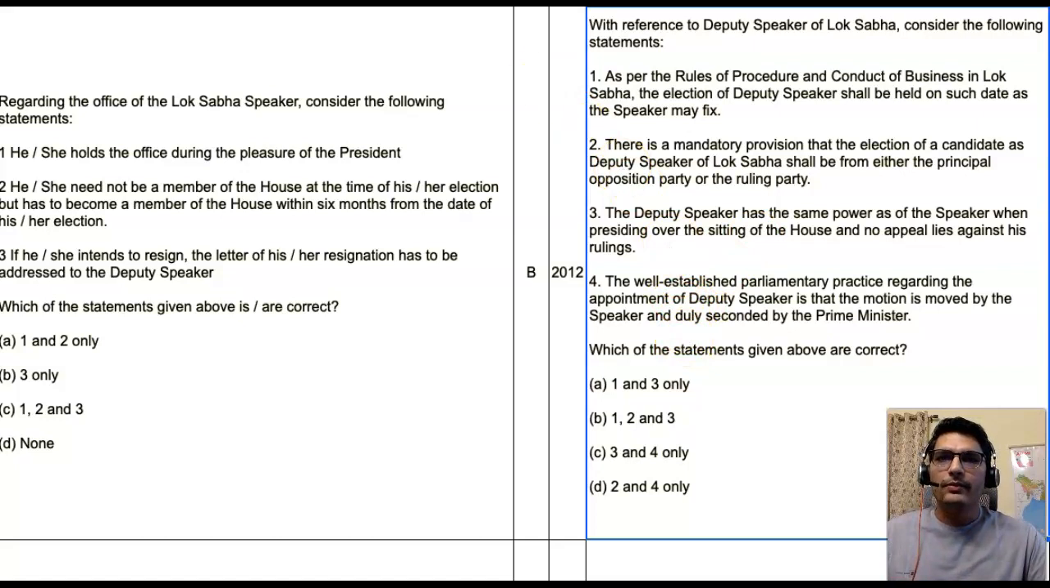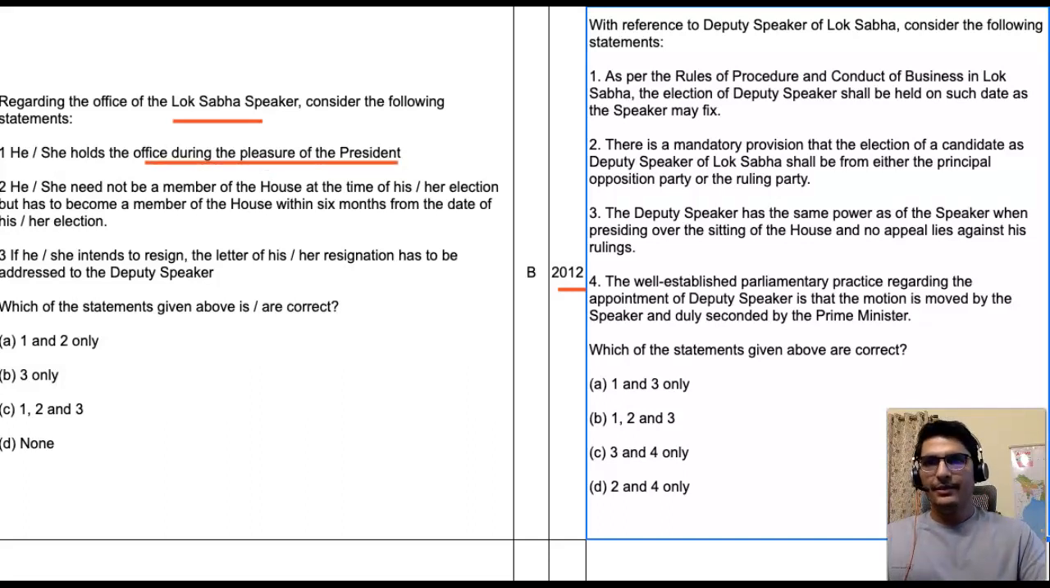So this question came in the year 2012. In this, we had three statements about the office of Lok Sabha Speaker, and three points were given. The first one is talking about the fact that he or she will hold office during the pleasure of the president. The second one is talking about if the speaker is not a member of the house at the time of his election, then she has to become a member within 6 months, right? And the last statement is talking about the resignation, that the resignation has to be addressed to the deputy speaker, and you were required to identify the correct statements.